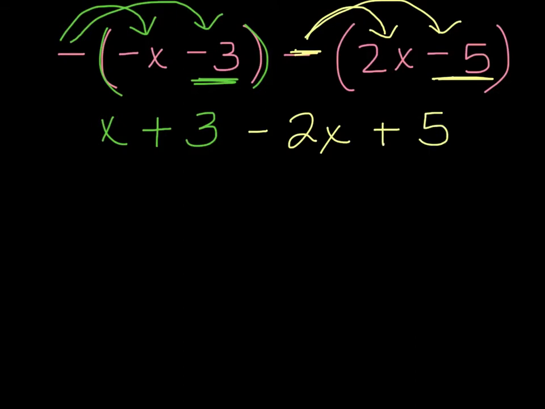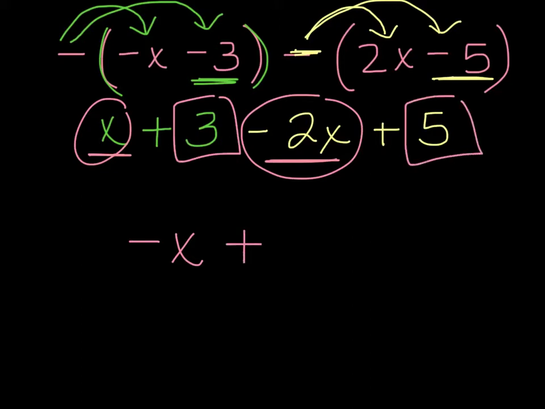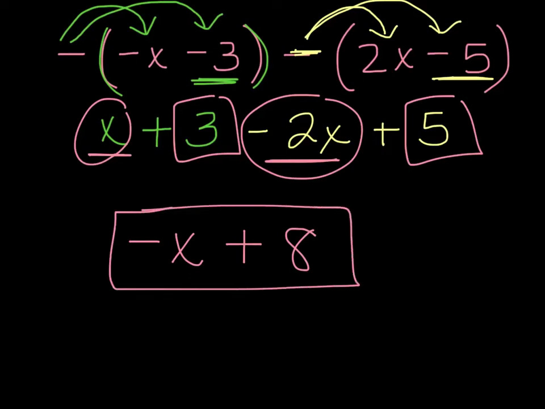Now if I go through and finish this, I can put my x's together. So I have x and negative 2x. Positive x and negative 2x would leave me with negative x. And then I have 3 plus 5. Well, 5 plus 3 is 8. So that simplified equals negative x plus 8.